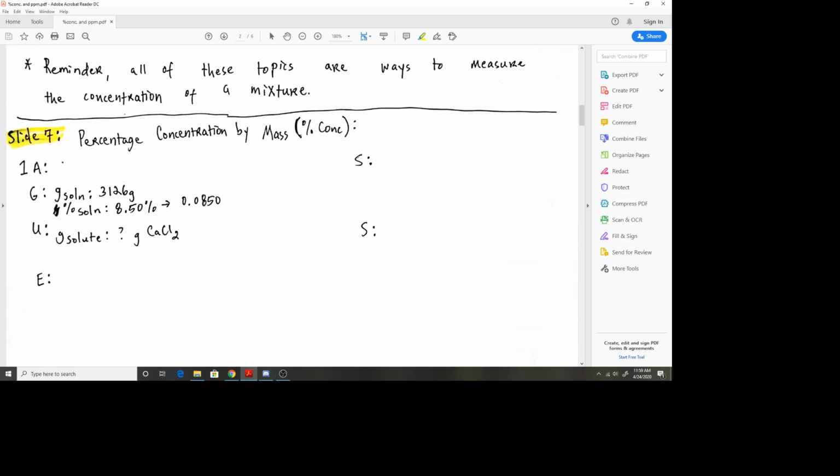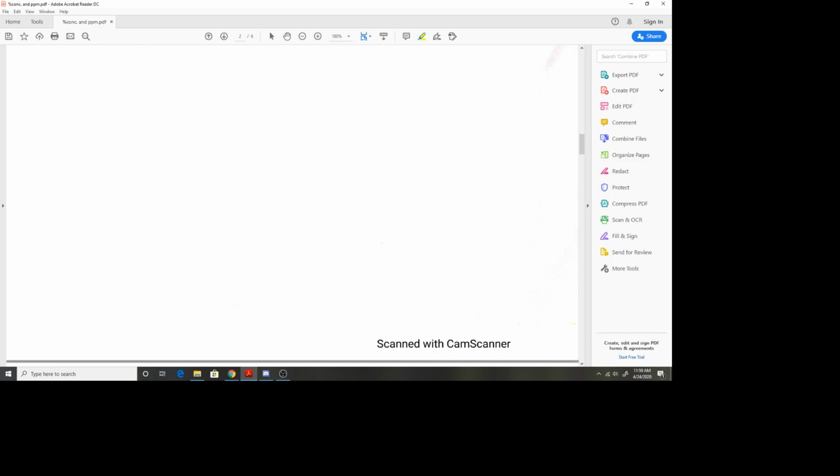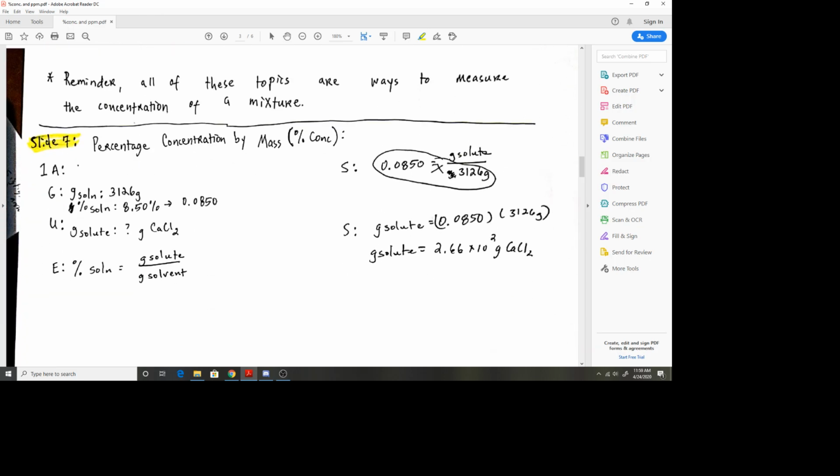So I wrote out my GUESS. I've got my givens. Notice that I said grams of solution and percent of solution. It's going to be very important that you keep track of these different labels on your numbers. Our unknown is grams of solute, so keep that in mind. We were given a percentage in the problem, 8.50%, but we need to take that out of a percent, and we just simply divide by 100 to do that. Pretty standard when it comes to math with percentages.